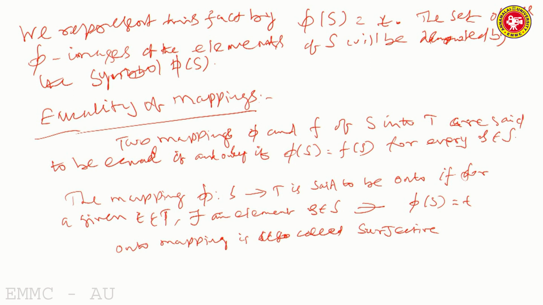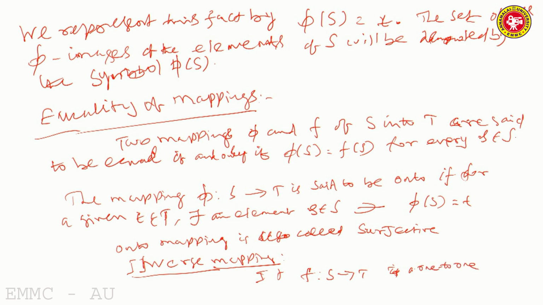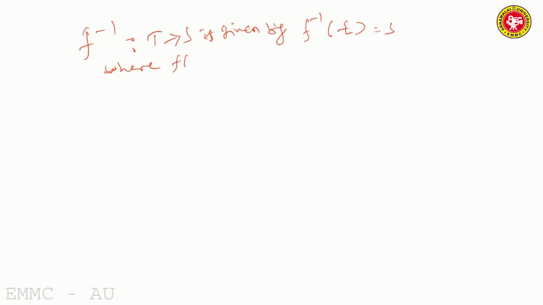Inverse mapping we also give. If f such that S goes to T is one to one and onto, then the inverse mapping f inverse such that T goes to S is given by f inverse of t is equal to some small s, where f of s is equal to small t.